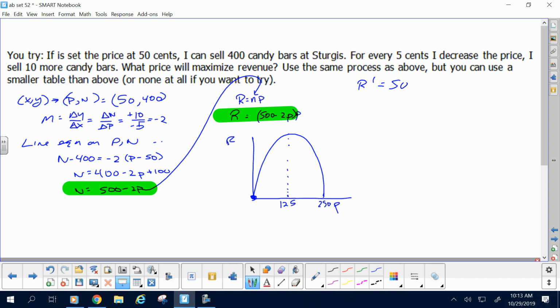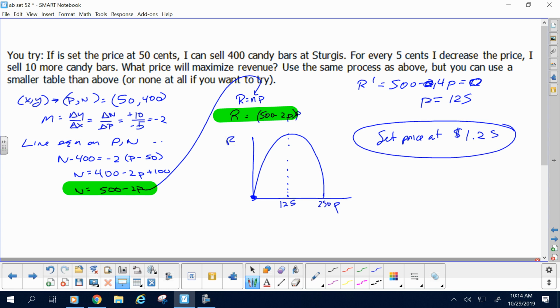So did you get 500 minus 4p? Yep. And that is equal to 0 at p equals 125, and hopefully you verified that's a max. And therefore, what's the question? What price will maximize the revenue? So we should set the price at $1.25 per candy bar. Are you with me? Is that all we have to say for justification? Yes, you don't have to do a first derivative justification. Good question.